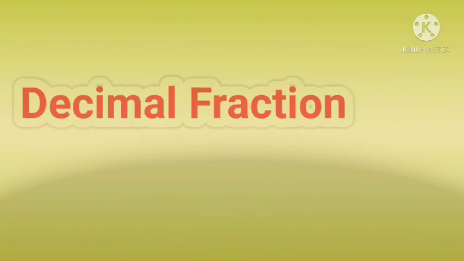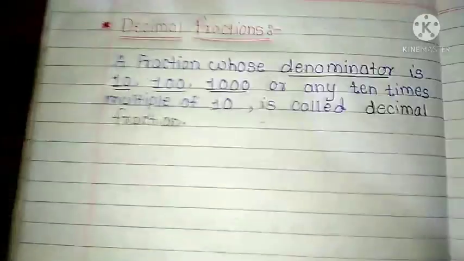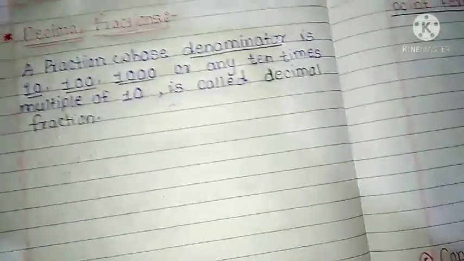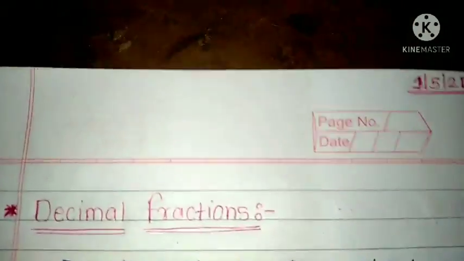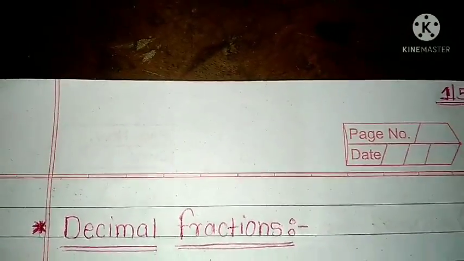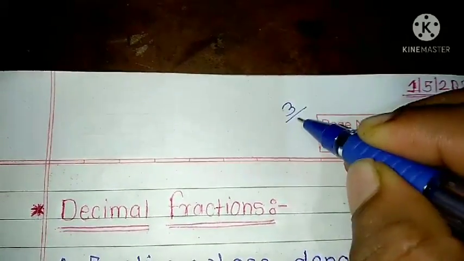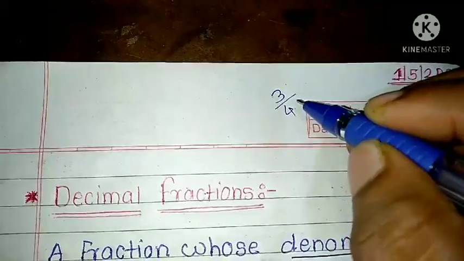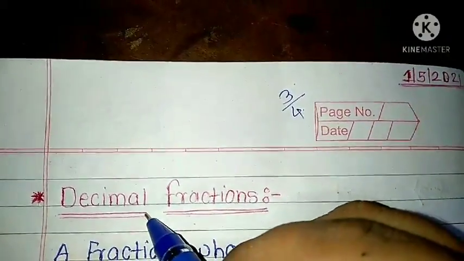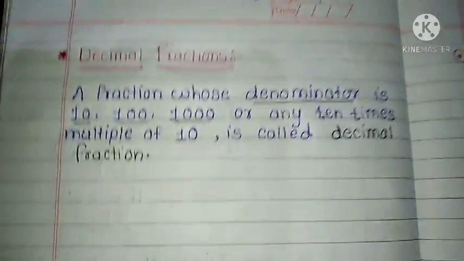Today we are learning the concept of decimal fractions. We have to understand which numbers or which fractions are called decimal fractions. We already know fractions. If I write 3 upon 4, it is a fraction, but the concept is decimal fractions. So look here.